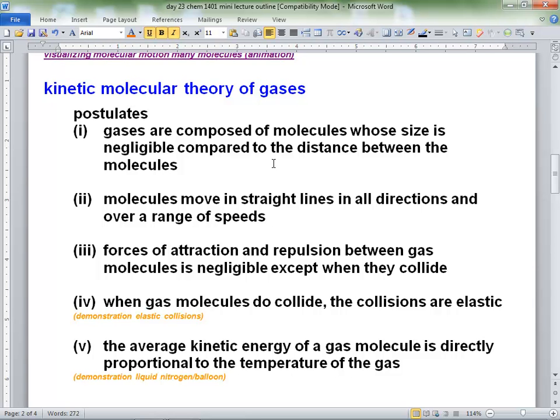Okay. When gas molecules do collide, the collisions are elastic. All right. Who's had physics in high school? Okay, there's some people here. You had two types of collisions. You had elastic and inelastic.